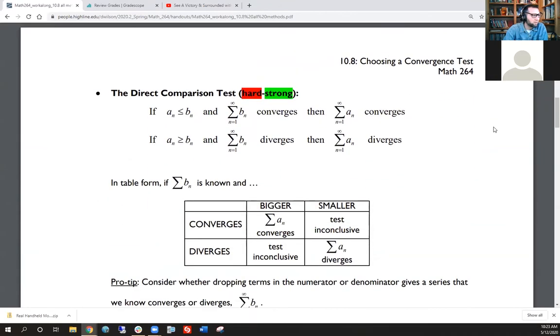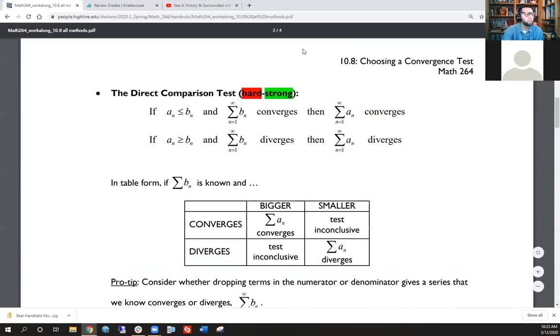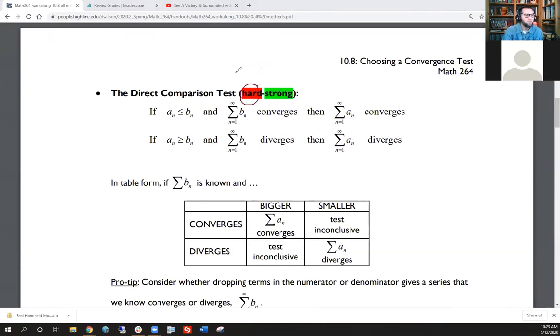The direct comparison. I went back and forth on how to rate this. Is it hard and weak? Is it easy? Like, this was a hard one, but having just graded everyone's assessments, I think I'm pretty comfortable with saying that it's hard. And the reason it's hard is because it involves inequalities. And inequalities are a pain. I don't know how else to say it. They're just a pain to work with.